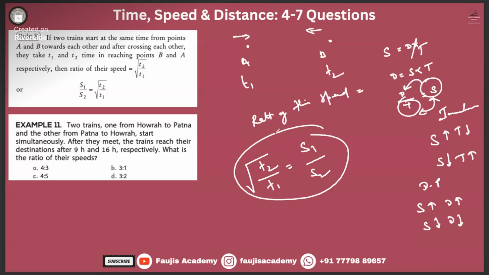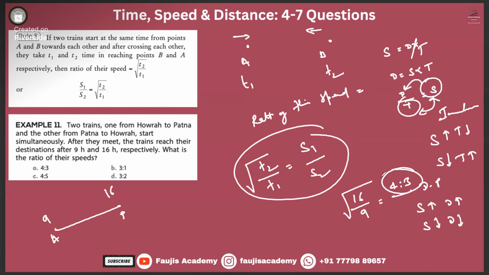Two trains, one from Howrah to Patna and another one from Patna to Howrah, start simultaneously. After they meet, the trains reach their destinations in 9 hours and 16 hours respectively. This is your Howrah, this is your Patna. It takes 9 hours, it takes 16 hours. So that means the ratio of speed T2 means 16 by 9. What is the ratio of their speeds? It is 4:3. Is it clear to you guys?